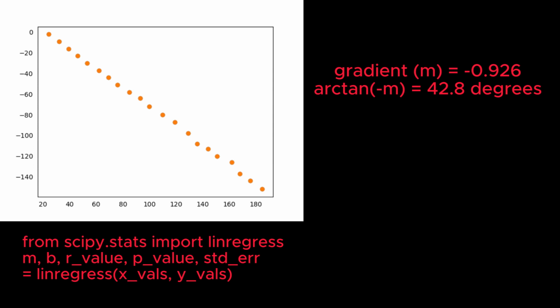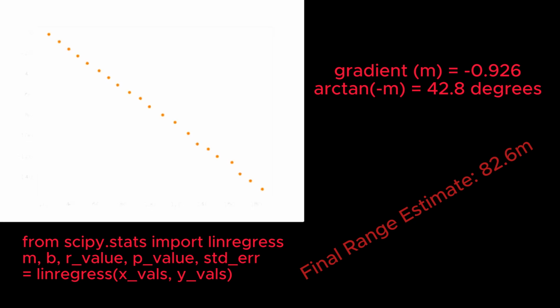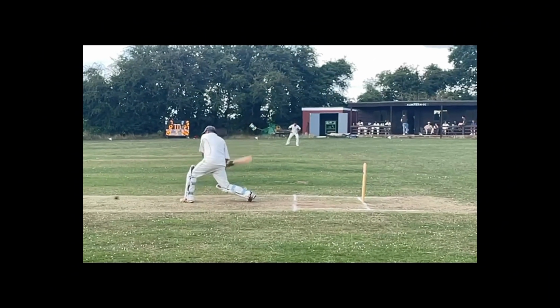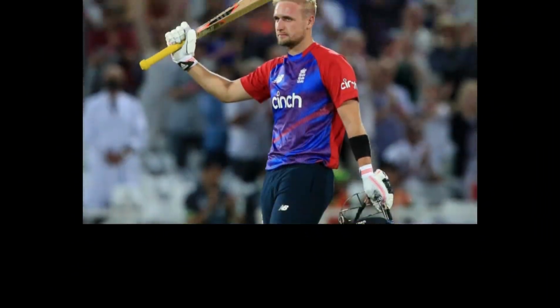A ball with an initial velocity of 28.5 meters per second travelling at 42.8 degrees to the horizontal will travel about 82.6 meters before landing. So it's a big six, but Itty, that's nowhere near Liam Livingston.